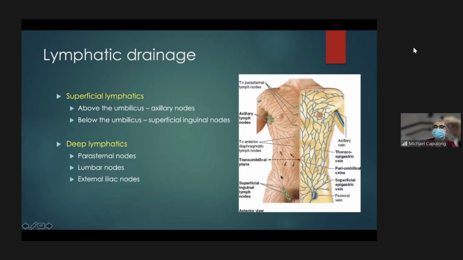The lymphatic drainage will also follow the same line as your venous drainage, so that for any disease or abnormality above the umbilicus, drainage will be going to your axillary nodes. Below the umbilicus, it goes to your inguinal region, your inguinal lymph nodes. The rest can drain at the central area via your parasternal nodes, your lumbar nodes, and your external iliac nodes.